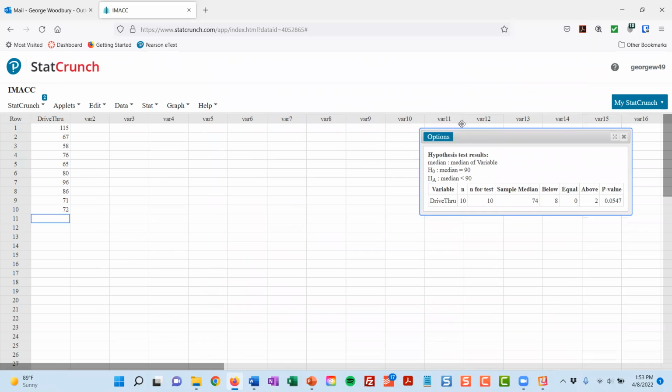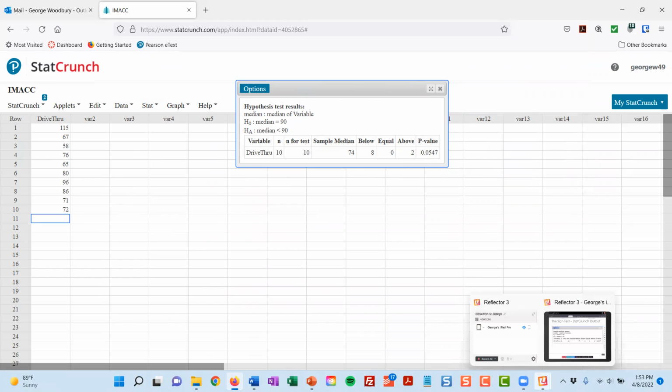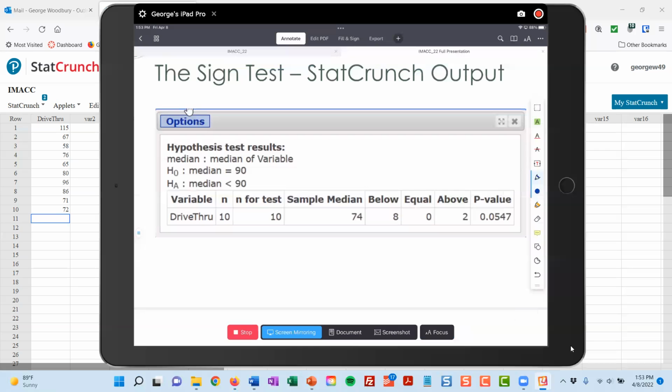And there you go. You can see the p-value is just what we had with the binomial calculation. There were 8 below, 2 above, and the chances of that happening or something more extreme, 0.0547. So once I introduce it one time by actually writing the plus and minus signs and so on, then I show my students how to do this.